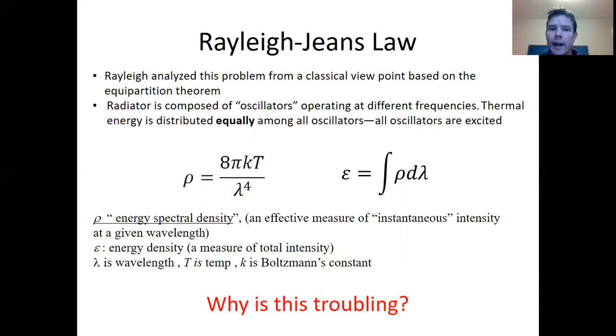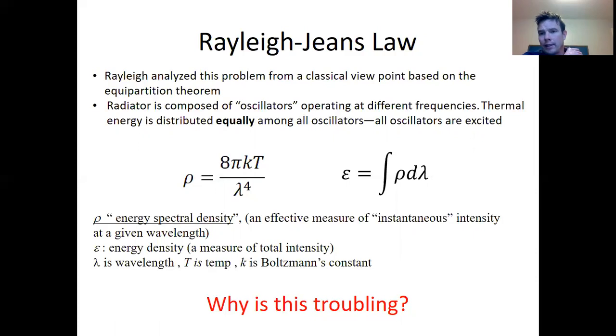When you go through and turn the crank and do this analysis, this is the result that you end up with. They calculate a quantity called rho, the energy spectral density. You can think of this as a measure of the intensity of light at a given wavelength. If you integrate the spectral density with respect to wavelength, you'll get the total energy. And what you need to see in this is that it's inversely proportional to lambda to the fourth. So it depends on the wavelength and on the temperature of the sample.